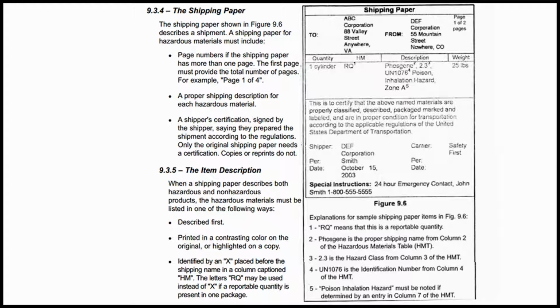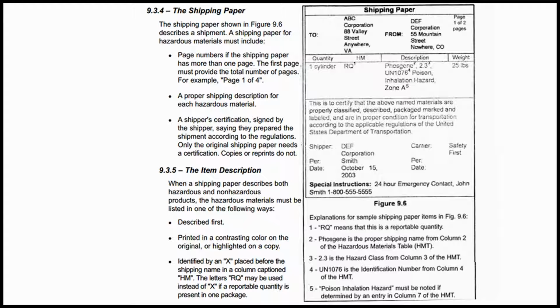Figure 9.6 Shipping paper. To ABC Corporation, 88 Valley Street, anywhere. From DEF Corporation, 55 Mountain Street, nowhere. Page 1 of 2 pages. Quantity: 1 cylinder. HM, RQ. Description: phosgene, 2.3, UN 1076, poison inhalation hazard zone A, weight 25 pounds.